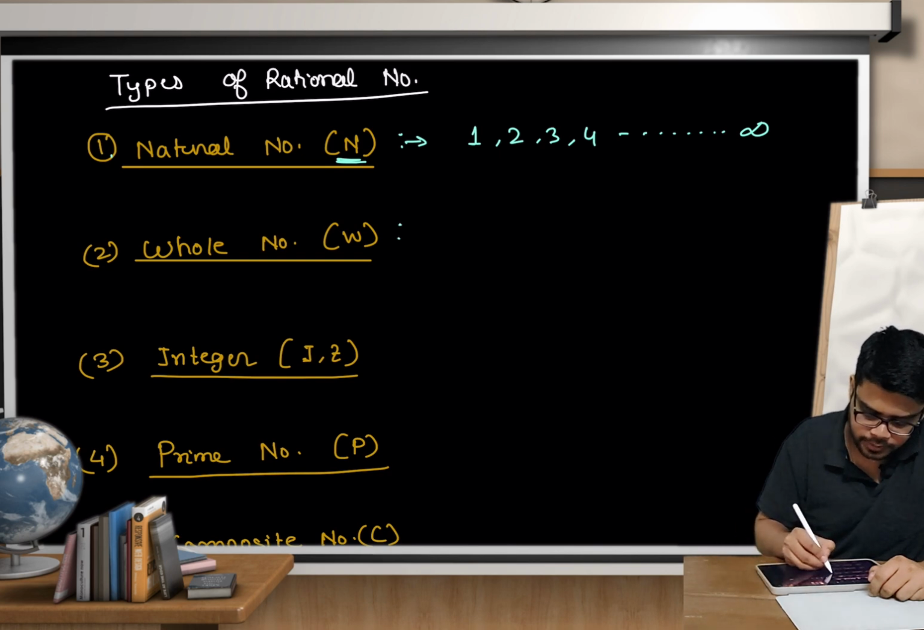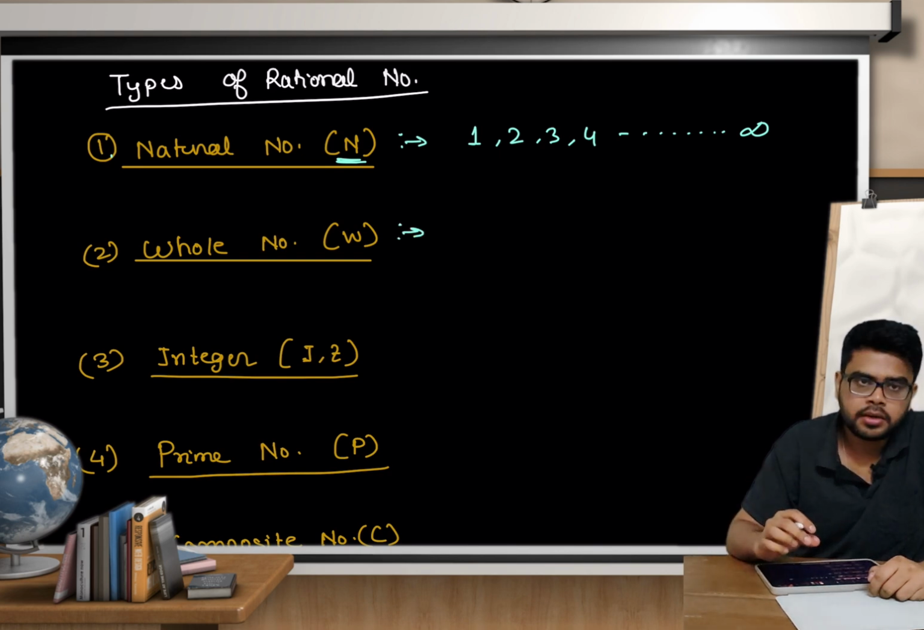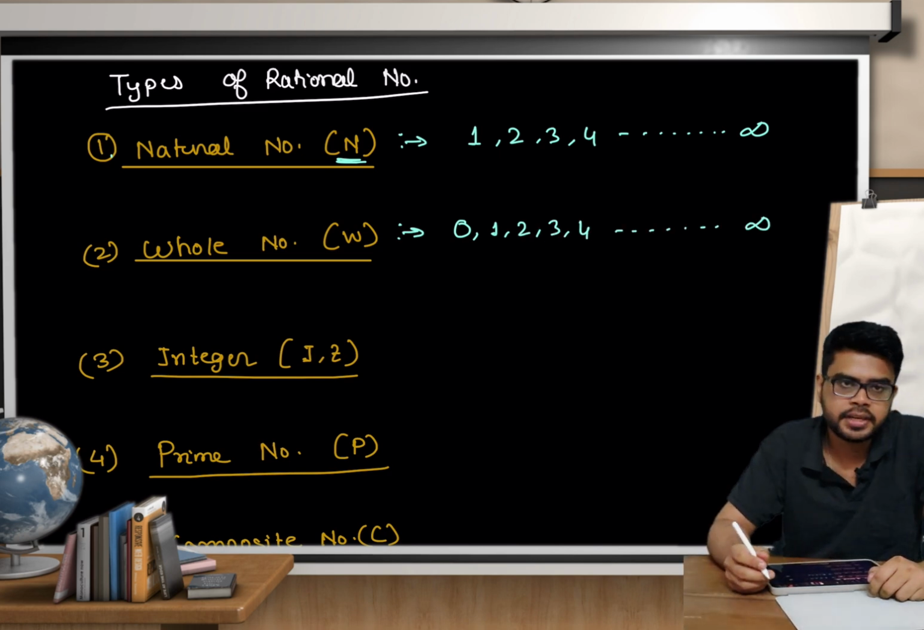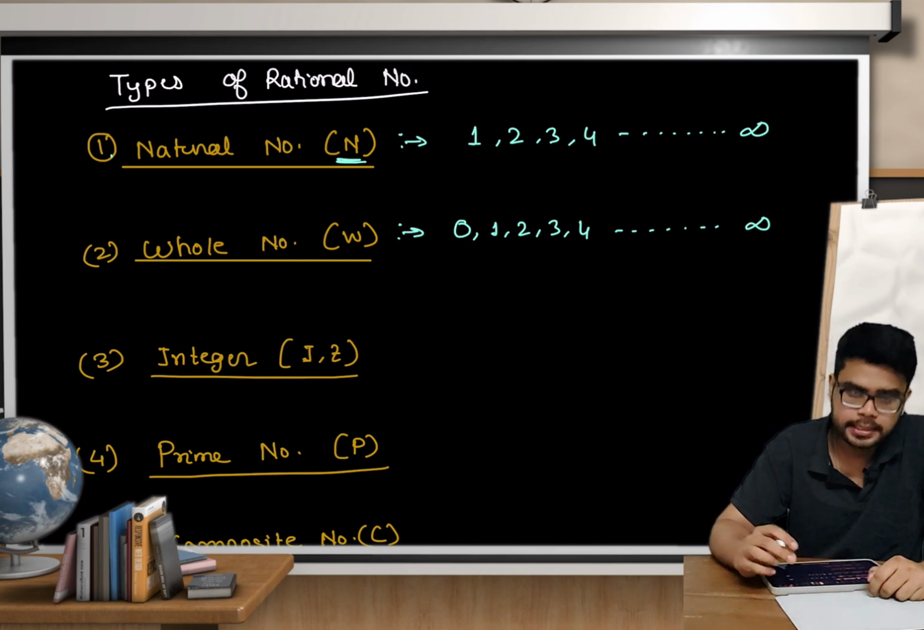And what is whole number? First of all, you should know that whole number is denoted by W. Whole numbers are the numbers that start from 0, 1, 2, 3, 4, and go up to infinity. So what is the difference between natural number and whole number? Natural number starts from 1 and whole number starts from 0, and it goes up to positive infinity, right?